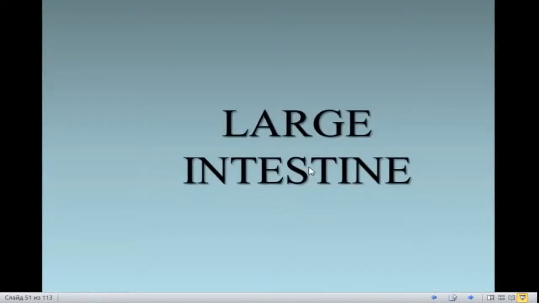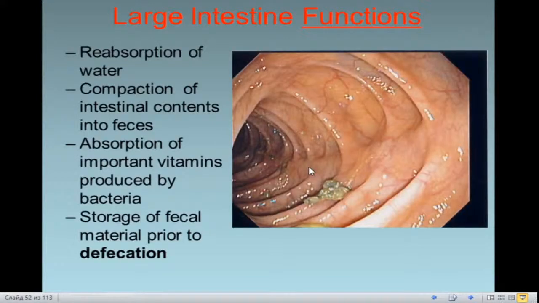Now, the large intestine. It's called in Latin intestinum crassum. The functions of the large intestine are as follows: reabsorption of water, compaction of intestinal contents into feces, absorption of important water-soluble vitamins, because fat-soluble ones were consumed above, and storage of fecal material before defecation, so temporary storage.